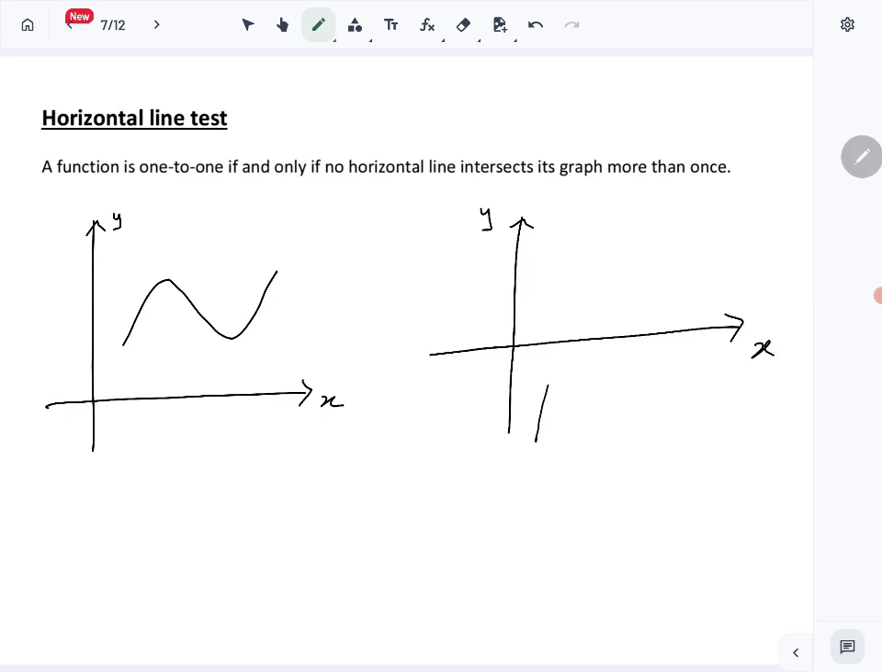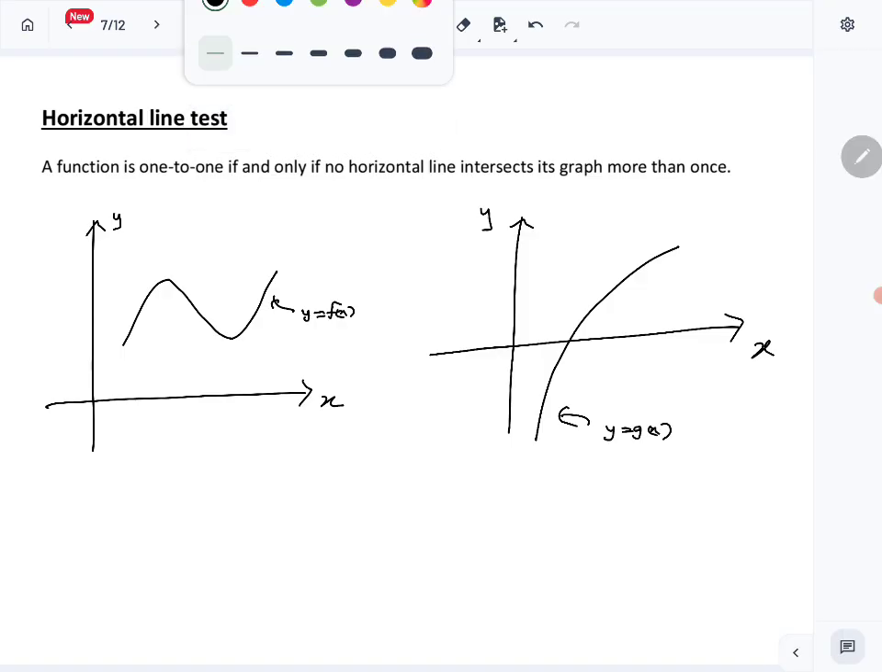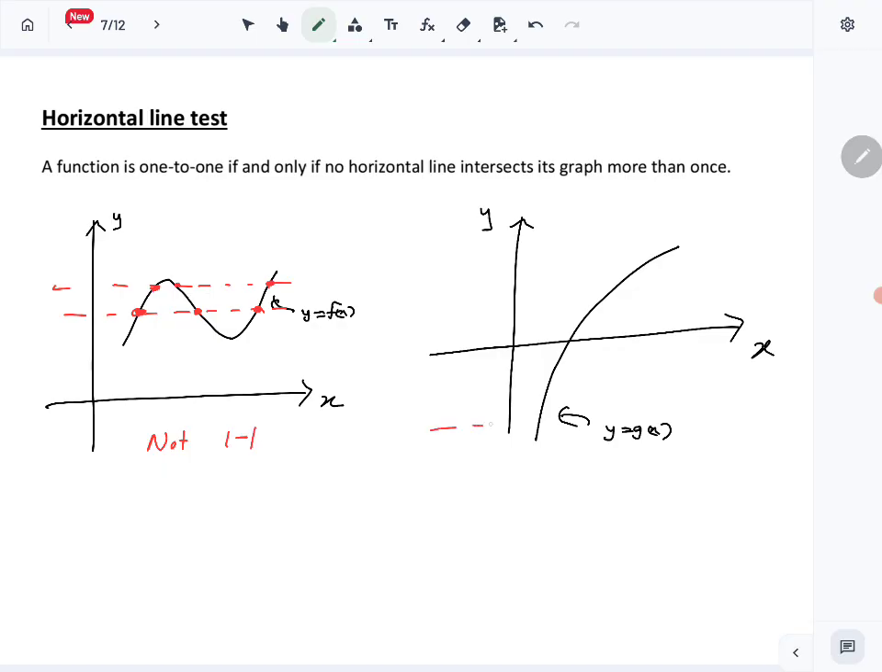These are two curves of functions, two functions. Y equals f(x), and let's say this is y equals g(x). So which one is one-to-one, which one is not one-to-one? What you need to do is draw some horizontal lines. If your horizontal lines intersect more than once with the curve, so here, look, this horizontal line intersects at 3 points. If it intersects more than once, it's not going to be a one-to-one function. This is not one-to-one.